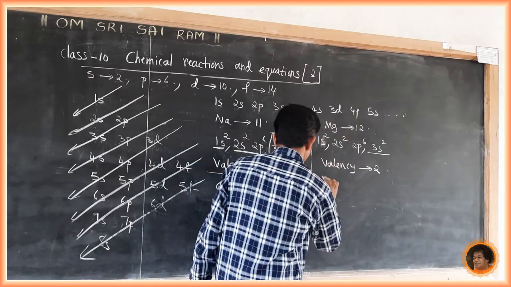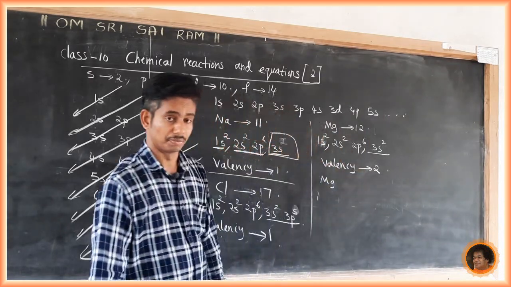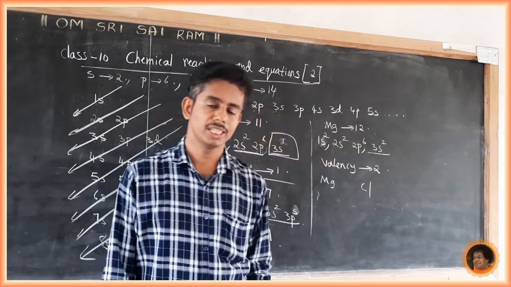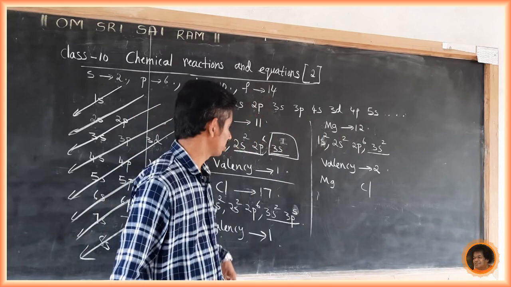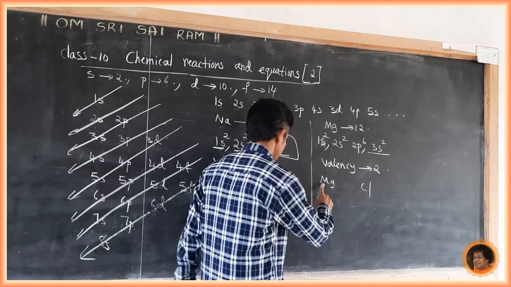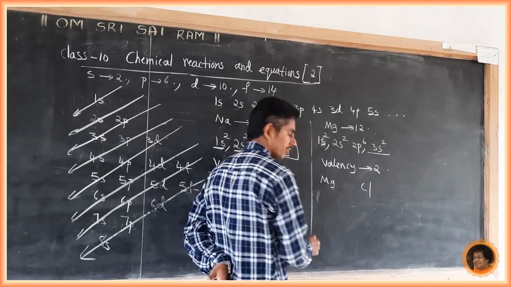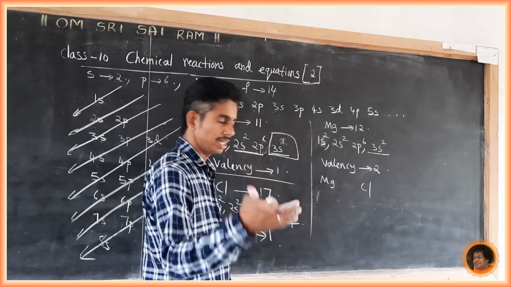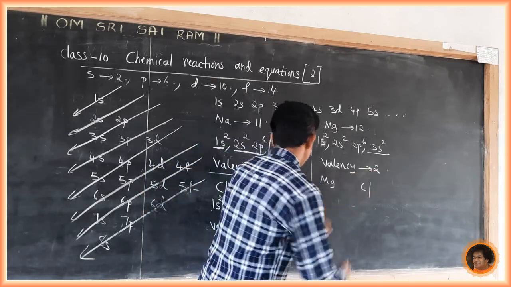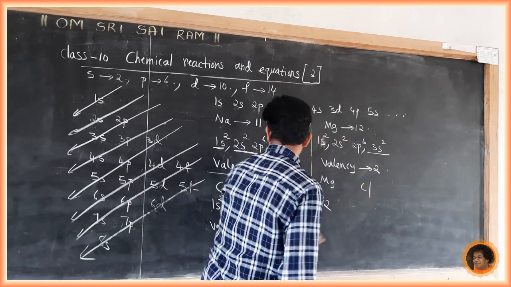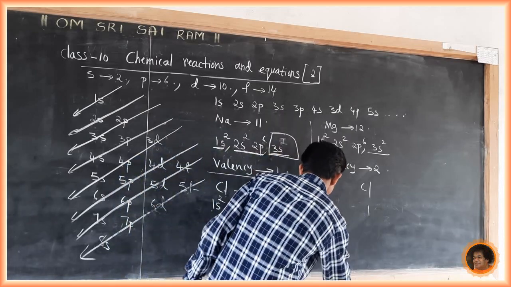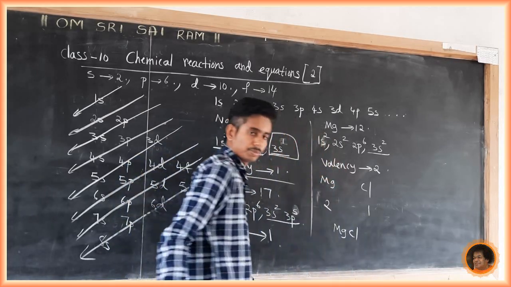Now, magnesium. If magnesium reacts with chlorine, magnesium and chlorine, it gives magnesium chloride. What is the molecular formula of magnesium chloride? For this, write the molecular formula. There is a method of finding the molecular formula of magnesium chloride. What is the valency of magnesium? Magnesium is 2. What is the valency of chlorine? Valency of chlorine is 1. Now, write MgCl together because magnesium chloride.